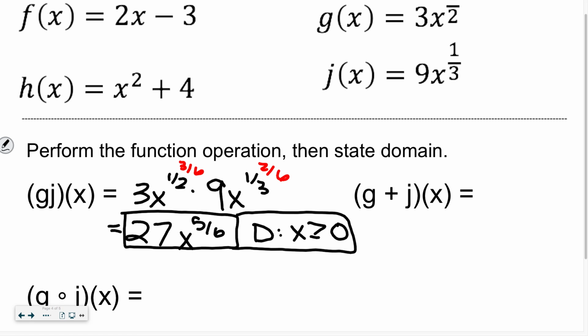Okay, what about G plus J? What does that look like? 3x to the 1/2 plus 9x to the 1/3?